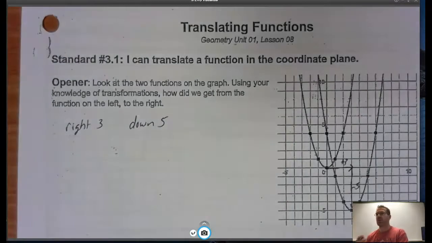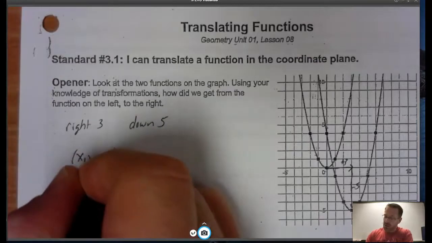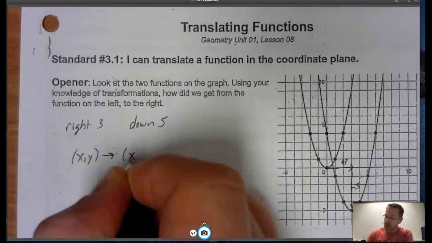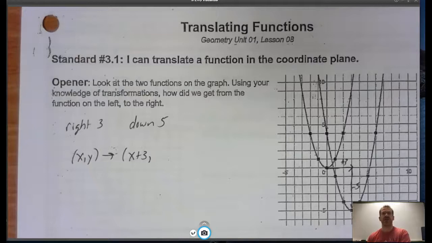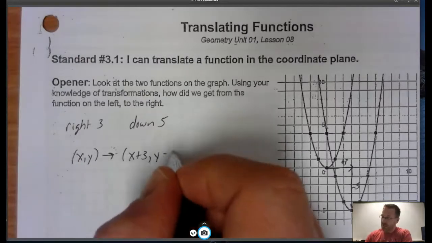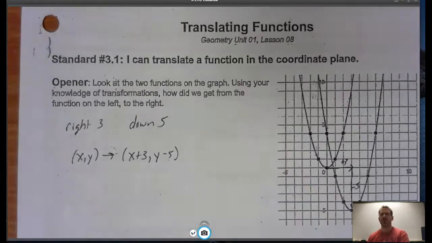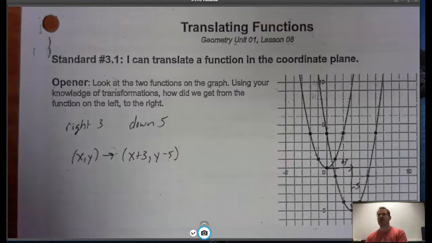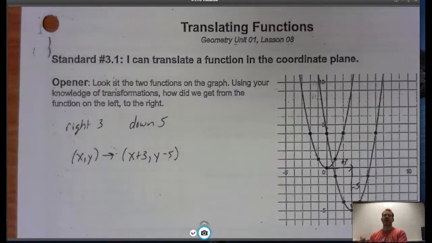Now, if we think back to what we did with translating figures, we used this notation, right? And we would have said, okay, I went to the right 3 in the x direction, and I went down 5 in the y direction. And that's really the same thing that we're doing here. The only thing that's different is how it shows up in our equations. And the good news is that you can use a lot of what we already talked about with writing equations from Algebra 1 as you do this work.